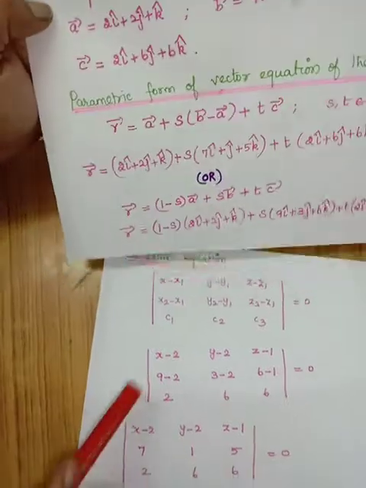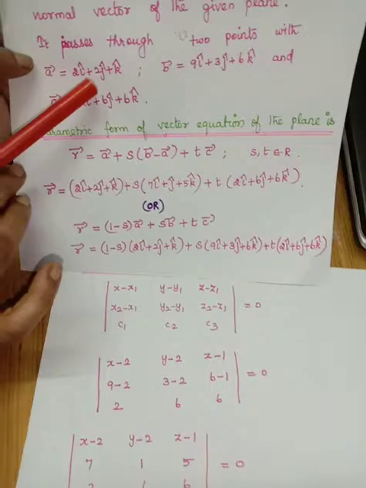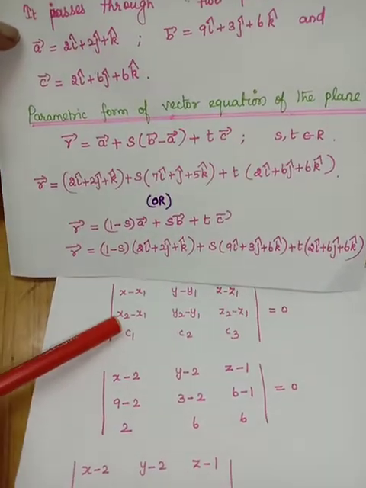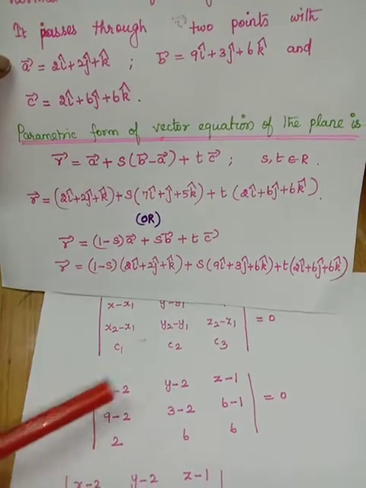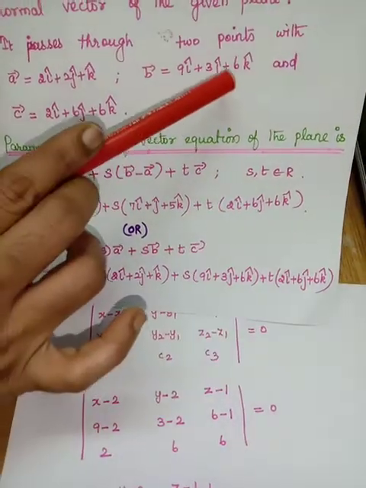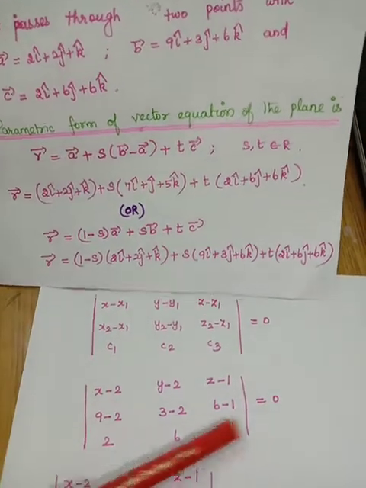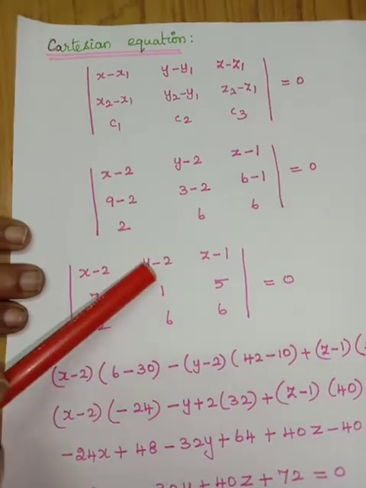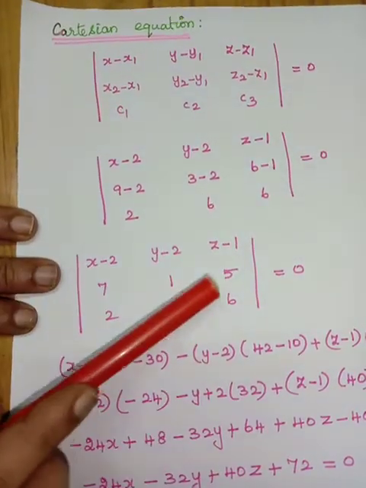So here when you substitute, x minus, what is x1? 2, and y minus y1 is 2, z minus 1. Okay, next x2 minus x1, here we have to find. So 9 minus 2, and next y2 minus y1, 3 minus 2, and z2 minus z1, 6 minus 1, and c1, c2, c3 is 2, 6, 6 which is equal to 0. So you have to evaluate. So it is x minus 2, y minus 2, z minus 1, 9 minus 2 is 7, 3 minus 2 is 1, and 6 minus 1 is 5.